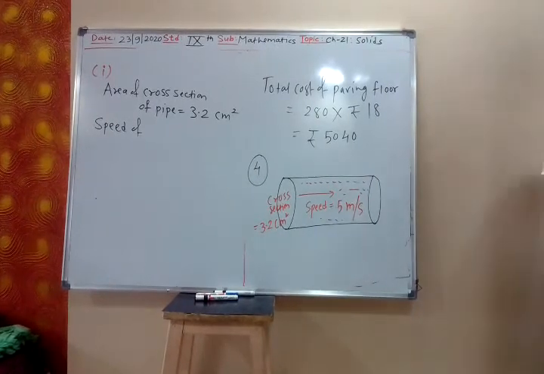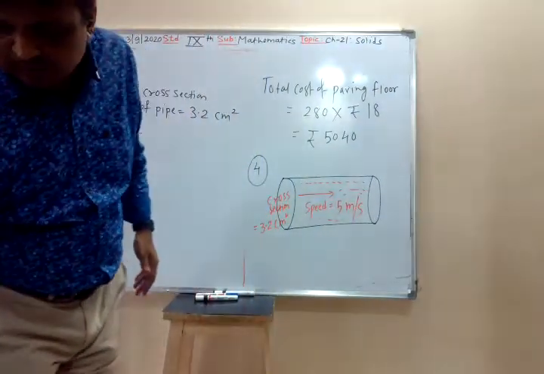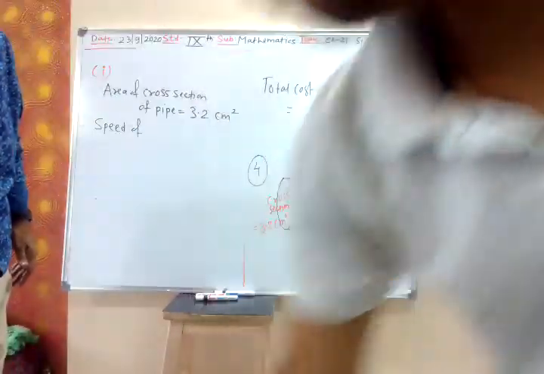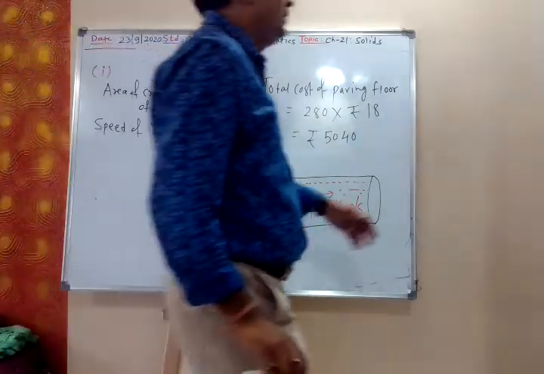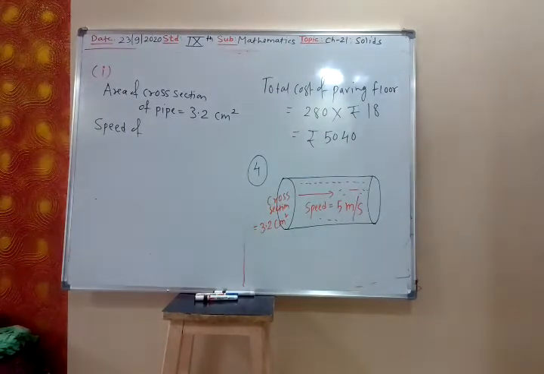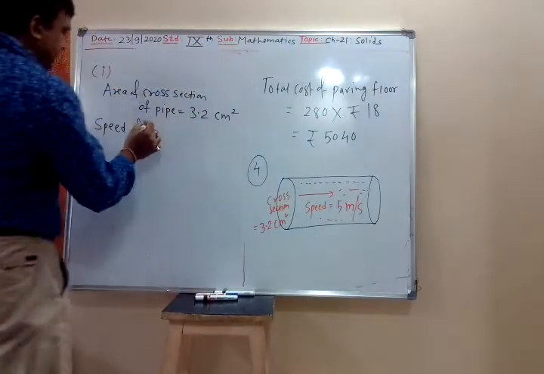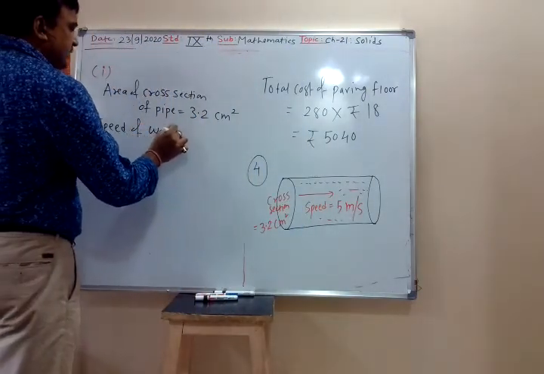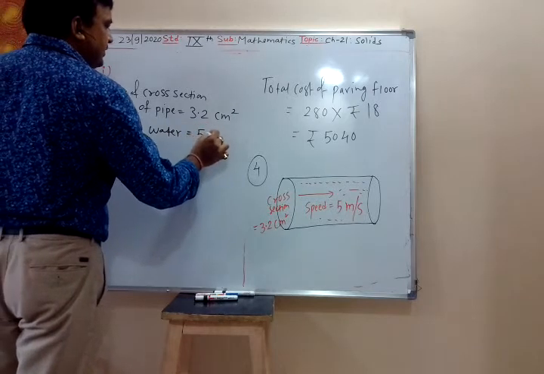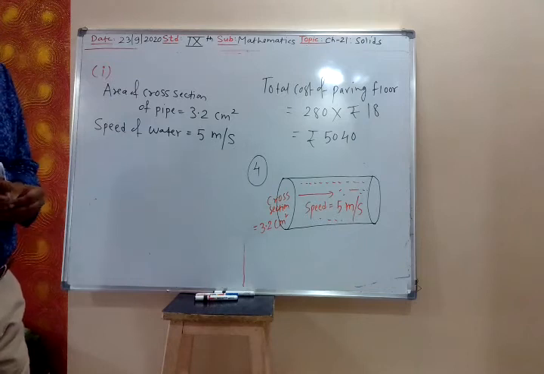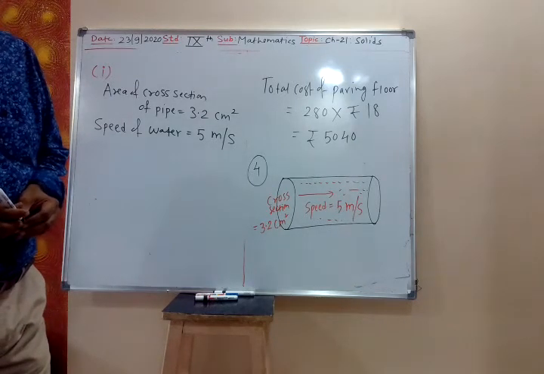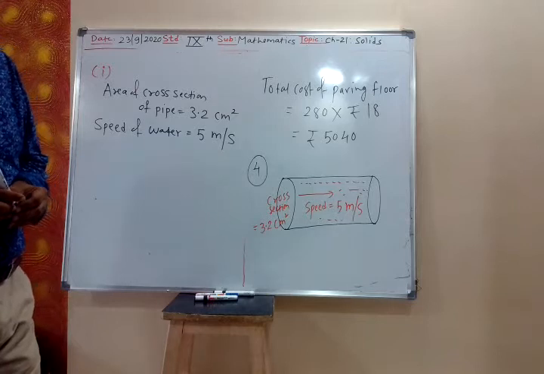One minute. Area of cross section of the pipe is 3.2 centimeter square. Through this pipe, the water flows at the speed of 5 meter per second. All of you can hear me? Speed of water is 5 meter per second.